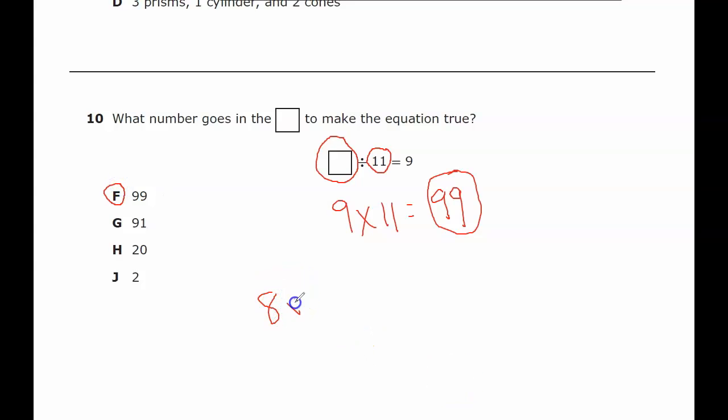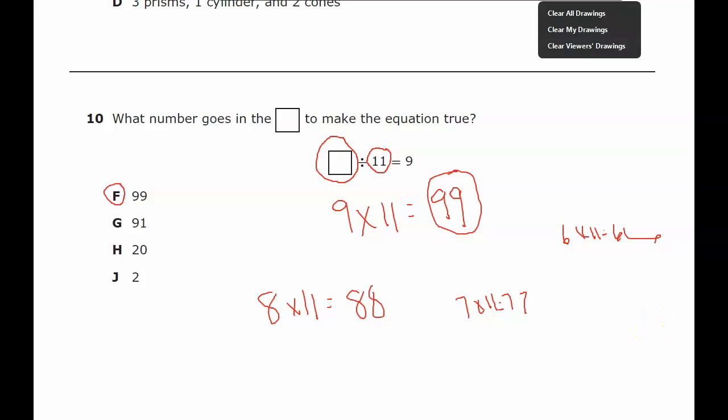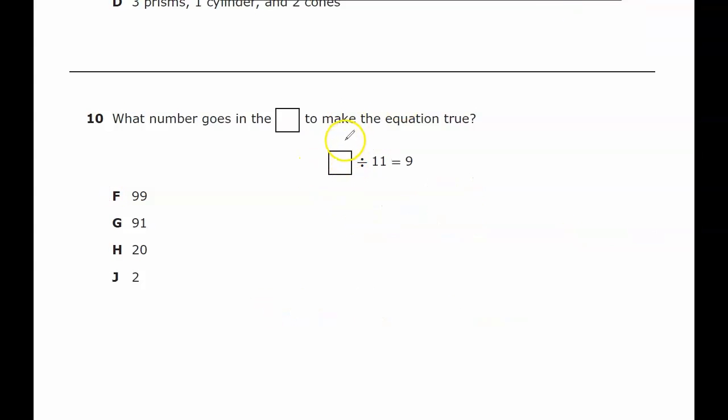And it's like that with any number, guys. 8 times 11, 88. 7 times 11, 77. 6 times 11, 66. It's like that with any number against the number 11. So the main takeaway from here, I have a missing number, so I'm going to do the opposite of division, which is multiplication. And I'm going to take my two numbers, 11 and 9, and I'm going to multiply them.